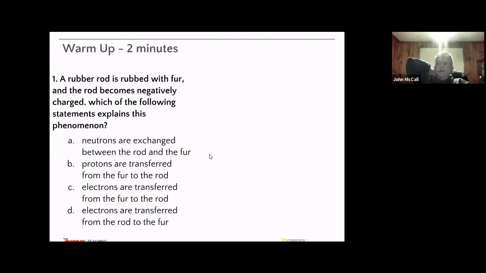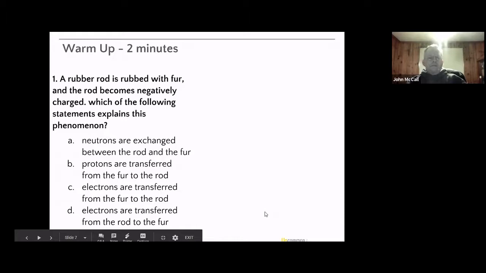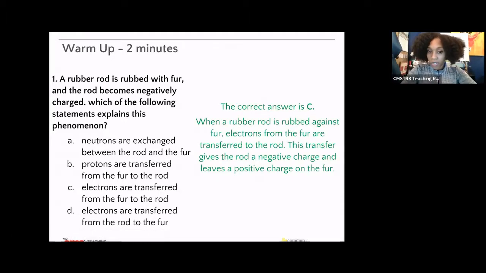The rod's negative. The rod is gaining a negative charge, so that means the rod must be picking up what? Which particle has a negative charge? Electrons. So if you think about it that way, the answer is C. The electrons are transferred from the fur to the rod. If the rod is negative, then it picked up more negative charge from the electrons. This question is partially chemistry, partially physics, so this kind of goes into the electrostatic range of the physics side, but I wanted to see what we were thinking.